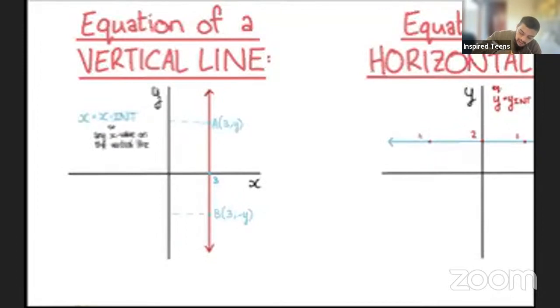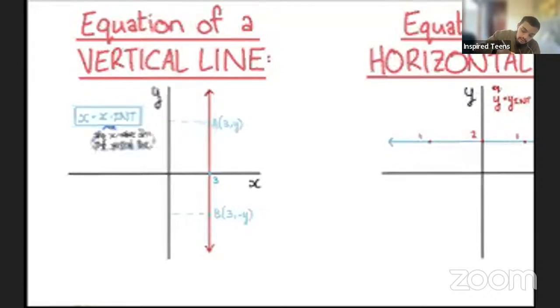Okay, why am I saying any x value on the vertical line? Because all the x values are the same. So the x value at the intercept is the same as the x value there or there. So that's the equation. The equation of a vertical line follows x is equal to the x-intercept, or any x value on that vertical line.